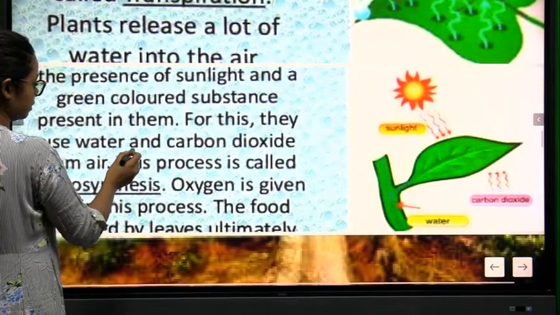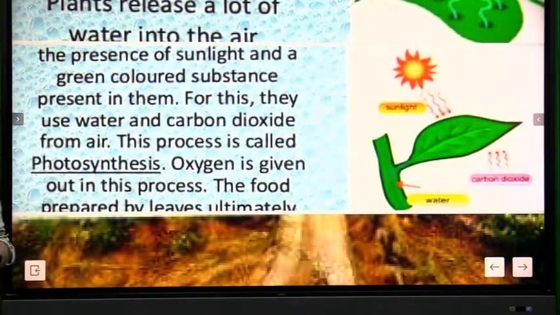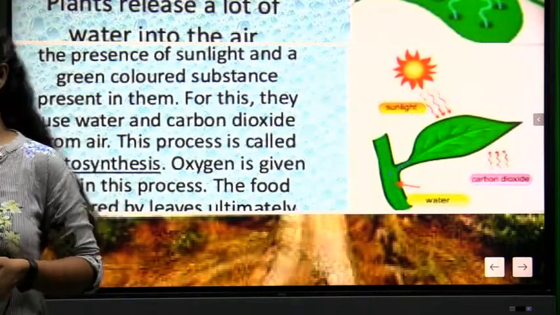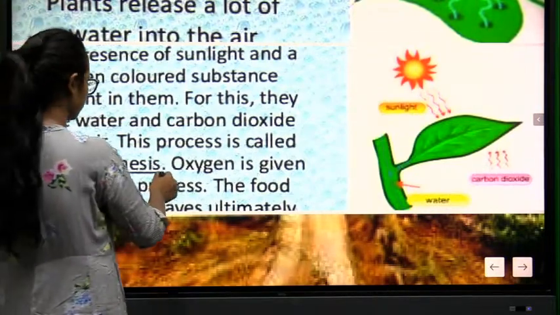After that, we'll talk about photosynthesis. You all know that food is prepared by the plants with the help of sunlight, CO2, water, and in the presence of chlorophyll, and they release oxygen at the time of photosynthesis.